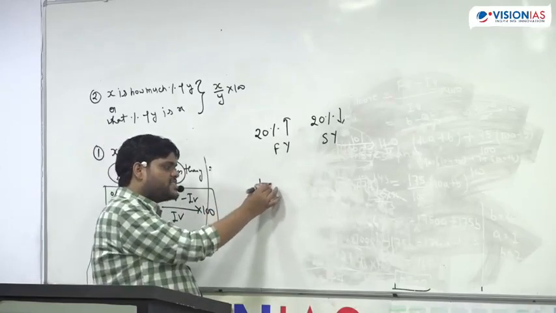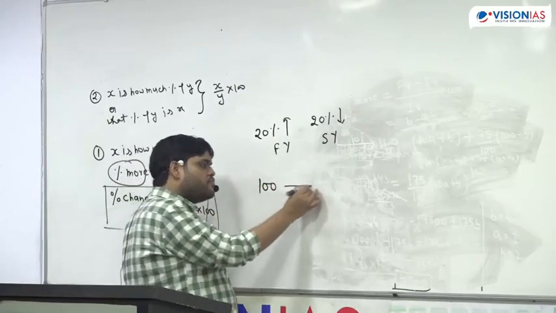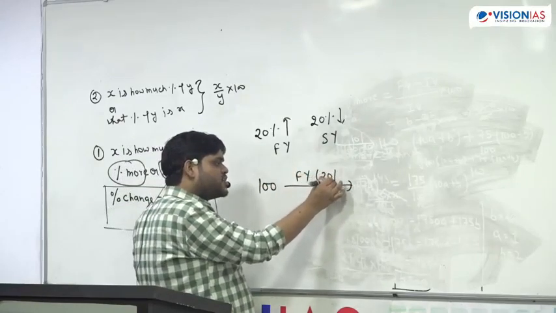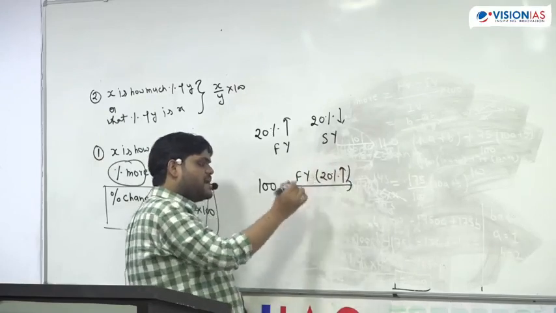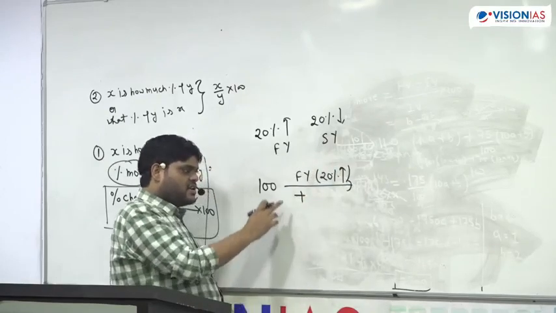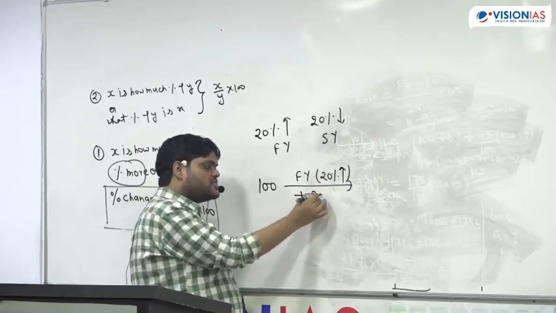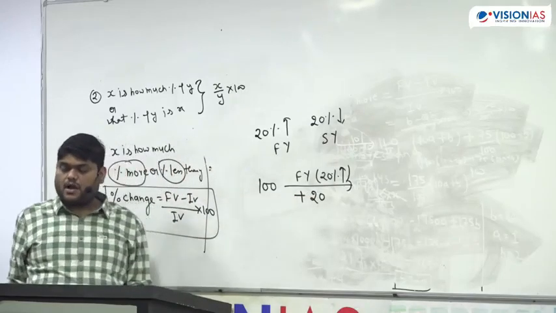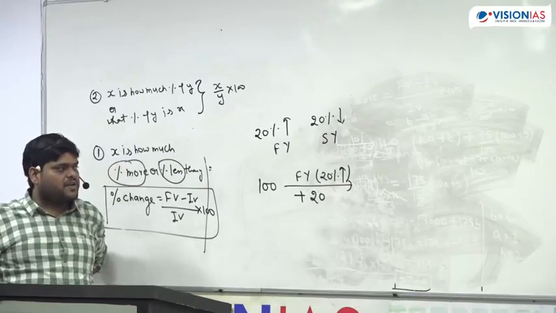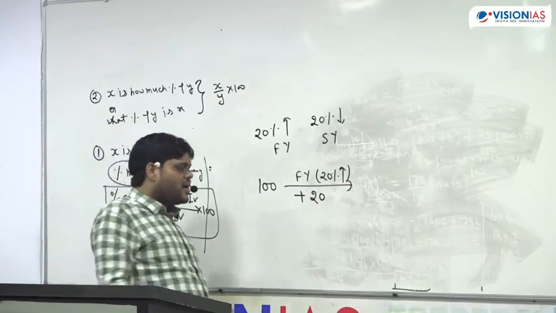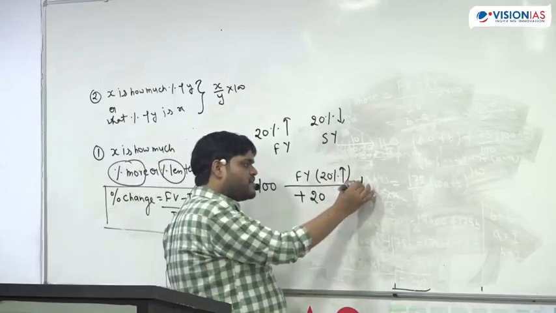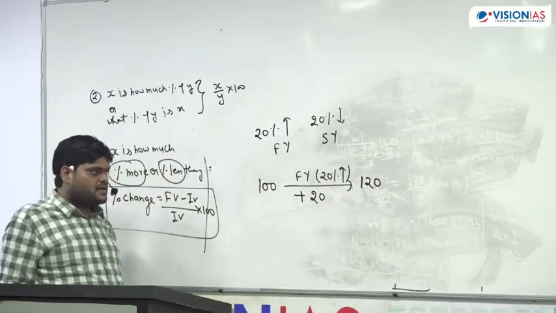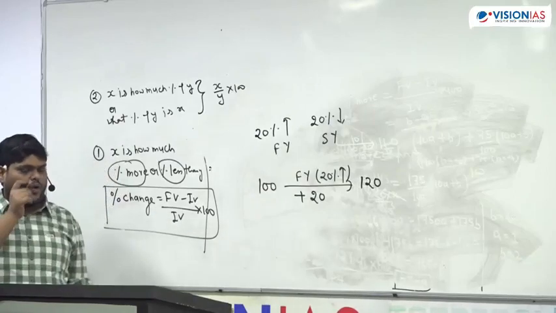Let the population be 100. First year, what will happen? There is a 20% increment. Increment means addition. 20% of this number becomes 20. Addition, that means this becomes 120.